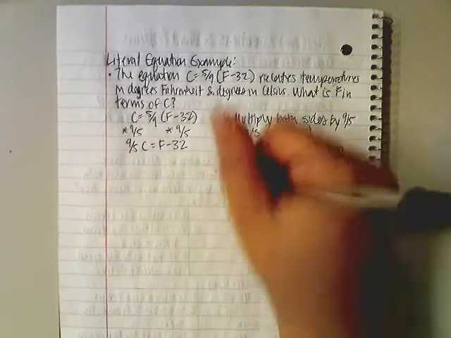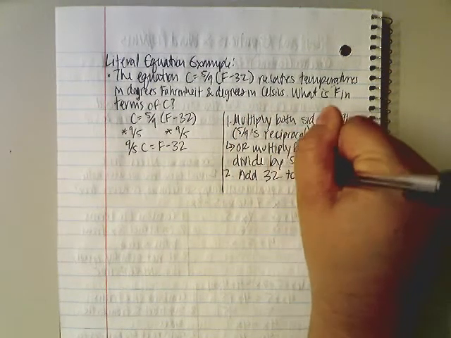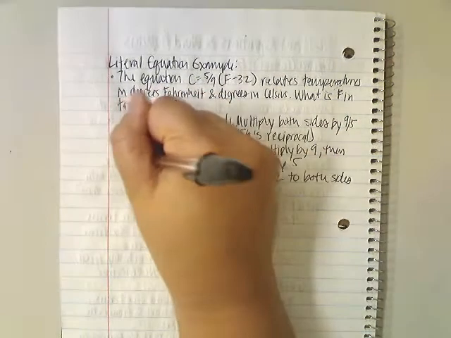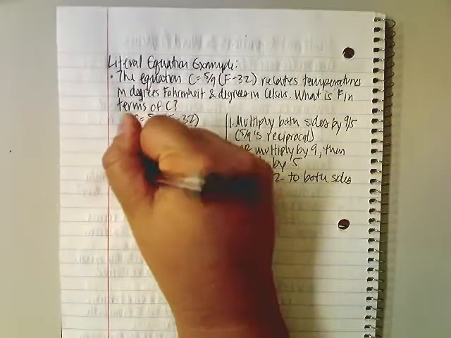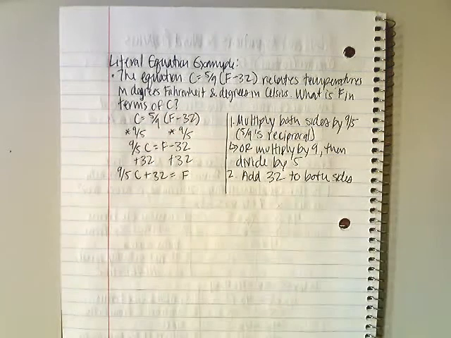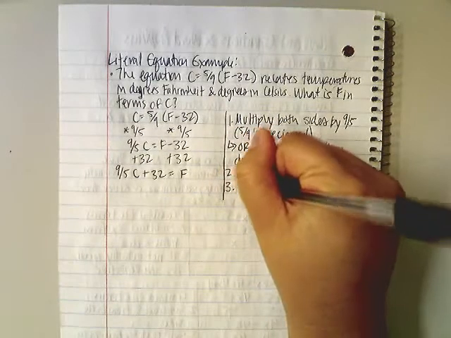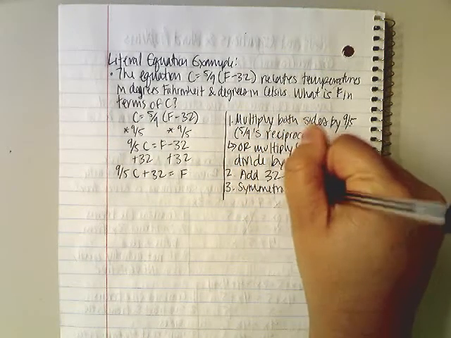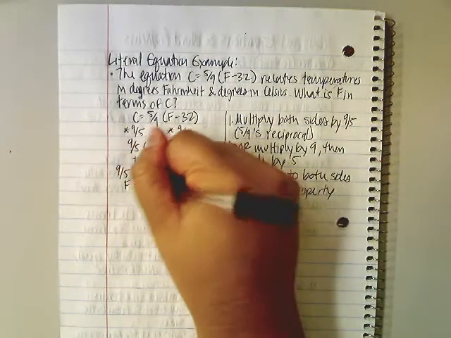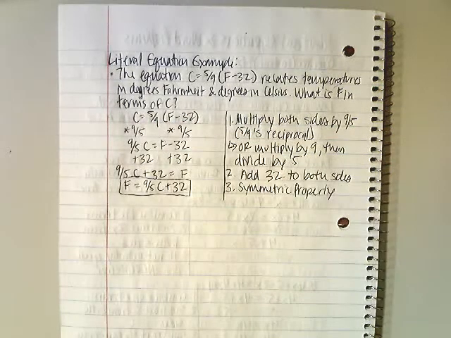Next thing we're going to do is just add 32 to both sides. So plus 32, plus 32, and I get 9 over 5 c plus 32 is equal to f, which now I have f in terms of c. I'm just going to rewrite it using the symmetric property, because I would like to write f first. So I'm going to have f is equal to 9 over 5 c plus 32, and that is F in terms of C.